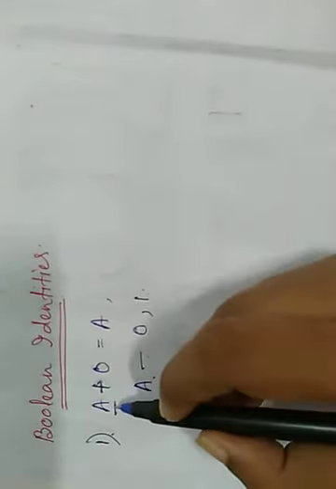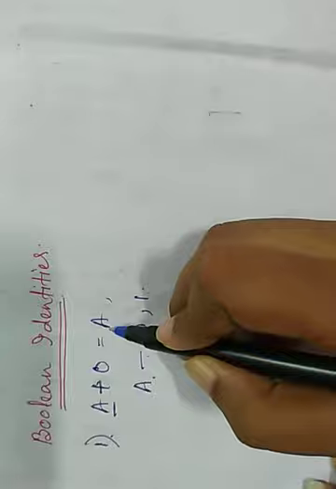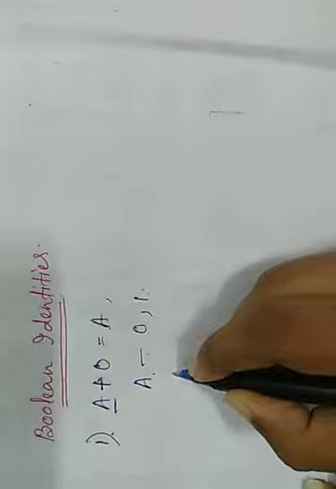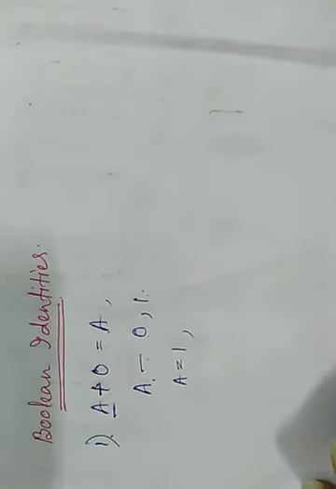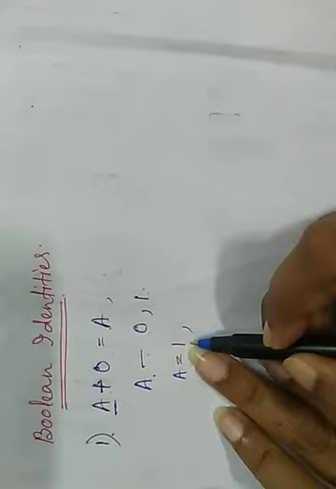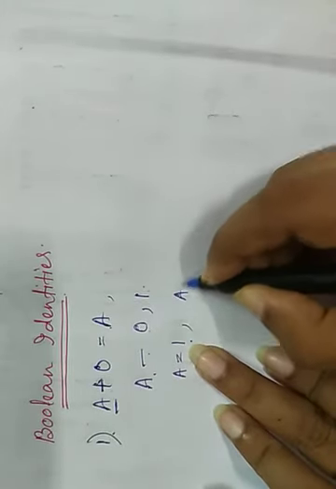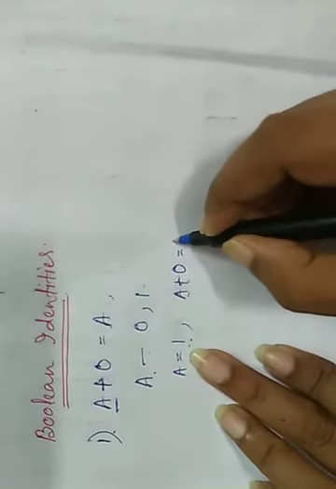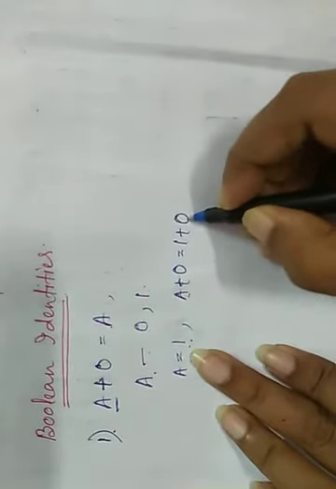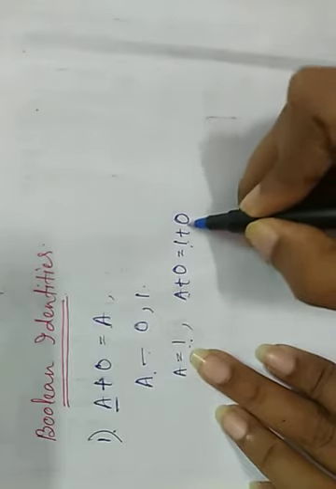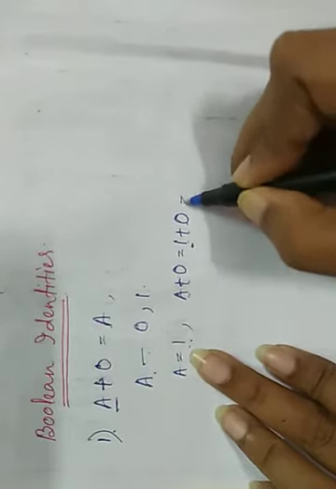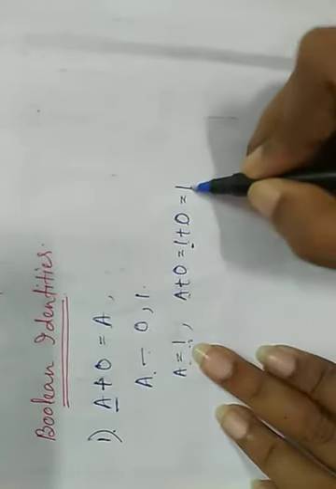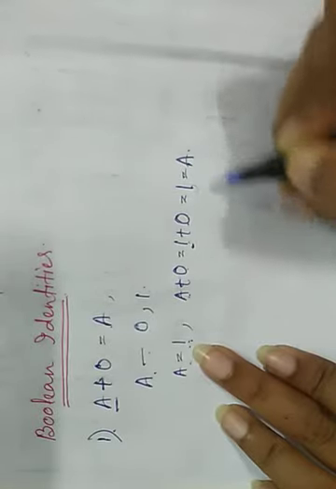Now let us justify whether this statement is valid or not. At first let us take a is 1. Then a plus 0 means 1 plus 0. As it is an OR operation and one value is 1, the output is 1. So as a is 1, a plus 0 is 1, that means equals a.